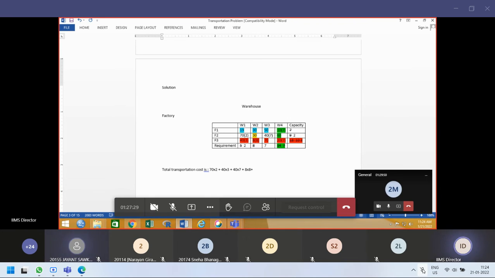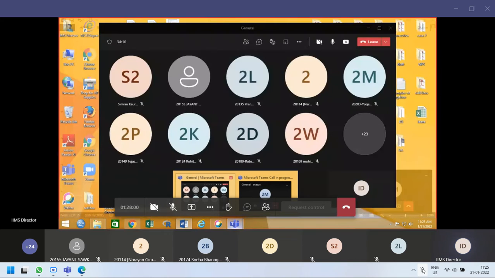Next 40 is over, 10 multiplied by 7, 20 multiplied by 7. What is the total cost? Work out. What is the total cost? Are you with me? Yes, sir. Chalo, work out the total cost.